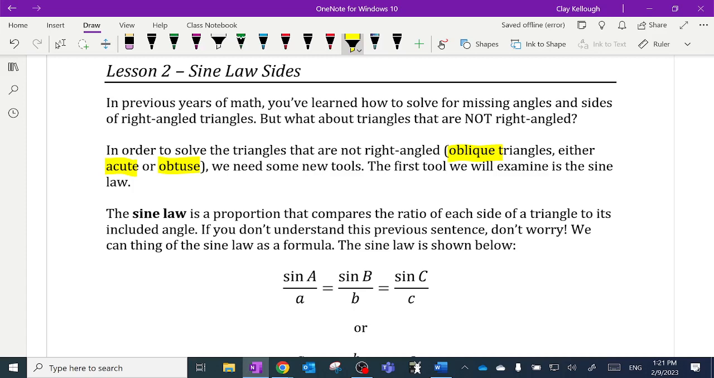You can't use SOHCAHTOA on them. Why can't you use SOHCAHTOA on them? Well, SOHCAHTOA implies that you have a hypotenuse. If you don't have a right angle, you don't have a hypotenuse. So we need something different.